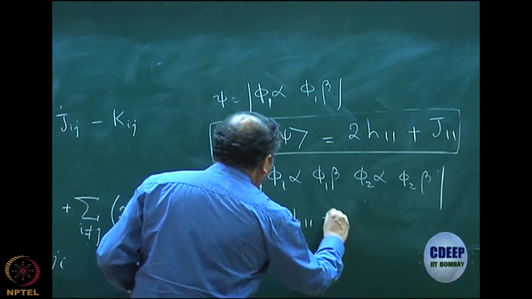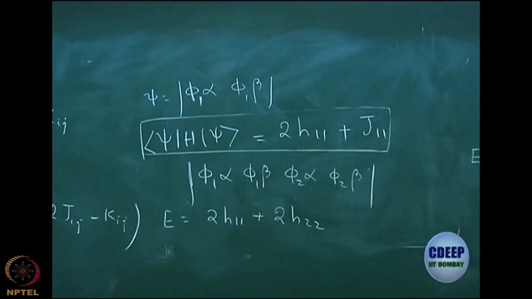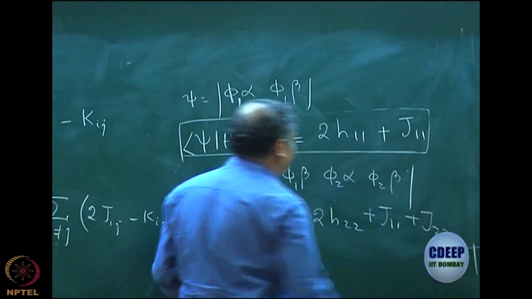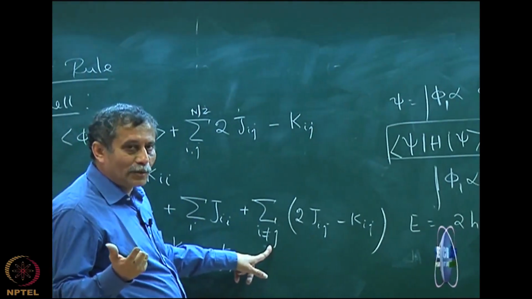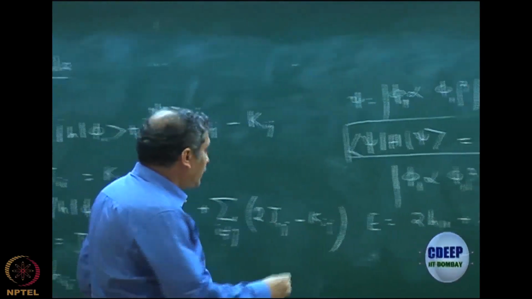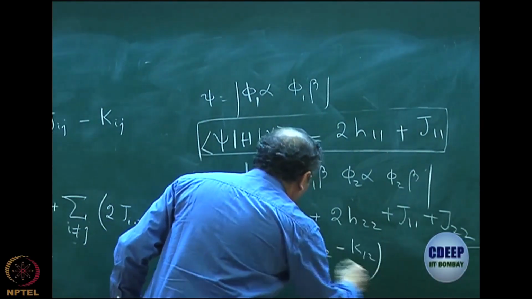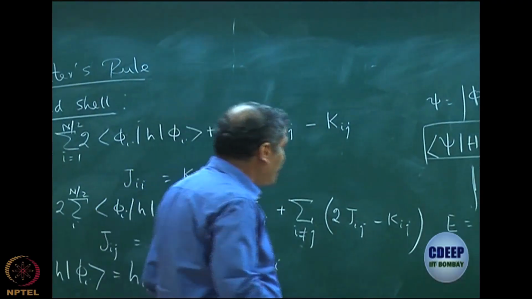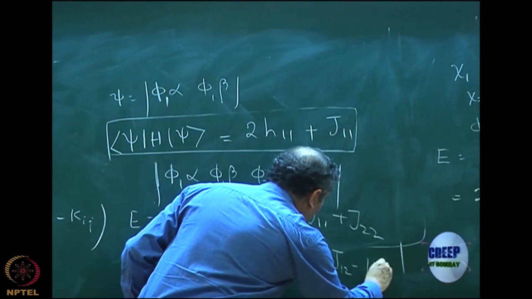2H11, right? Plus 2H22. That's the first thing. Then I apply this. I have a Coulomb J11 plus J22. That's clear. Now you have I not equal to J. There is a J12. So it can be 1, 2 or 2, 1. So it will become 2J12 minus K12. But now I can be 2, J can be 1. I have not done that symmetry. So I have to write it once more. Plus 2J21, which is same as 1, 2, minus K12.